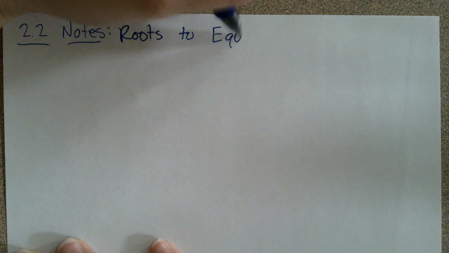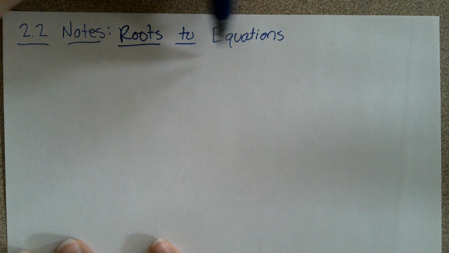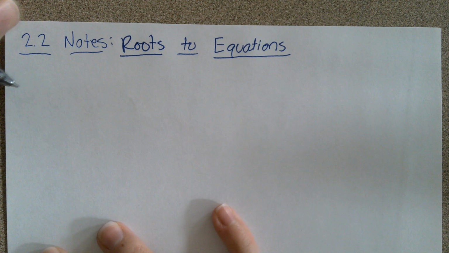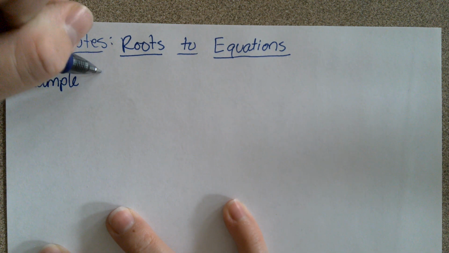So this is still part of section 2.2. And what this is about is if we're given a set of roots, so zeros is another term for that, how we can use those to make our own equation. I'm just going to do two quick examples. This will be a short video.